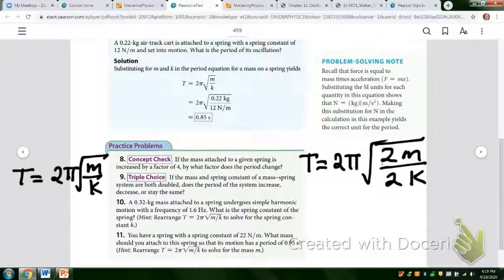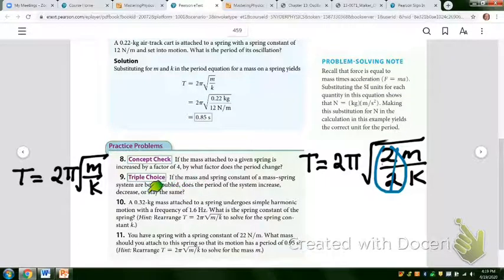Well, you guys know from math that any number over itself is equal to 1. That's equivalent to a 1. It's going to cancel out, and I'm going to have exactly the same thing I would here. So if you double the mass and you double the constant, they cancel each other out, and you end up having the exact same effect on the period as you would here. So does it increase, decrease, or stay the same? It's going to stay the same.